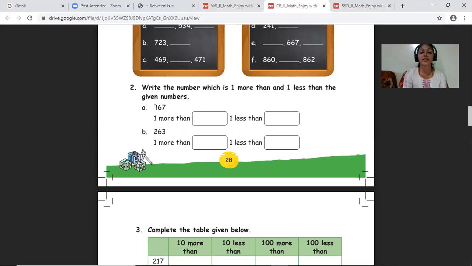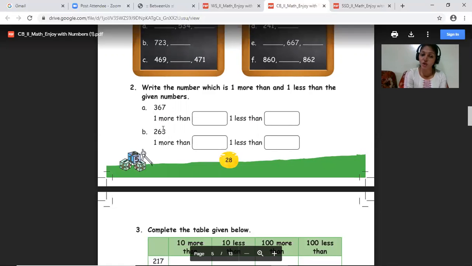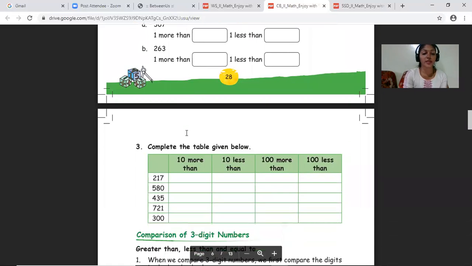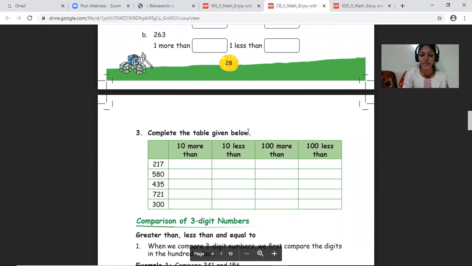So here the number is 367. So what you're going to write? The number which is one more than 367, that answer you will write here. And one less than 367. So when I say one more, one less, you have to do more and less in the ones place. Okay, the same thing over here, 263. So one more in the ones place and one less in the ones place. Okay, coming to the next one here, complete the table given below.